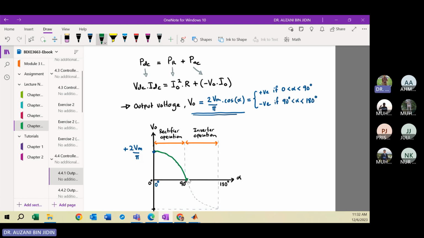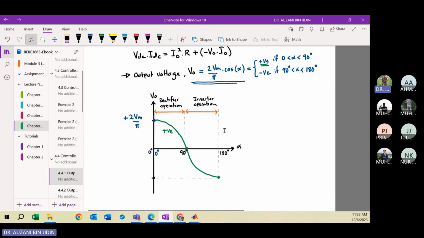So during this process, as you change your alpha from 0 to 90, the converter operates in rectifying mode, because your output voltage is positive. But then you set your alpha from 90 to 180, so you can get this profile of the output, where the output voltage is negative until this point.